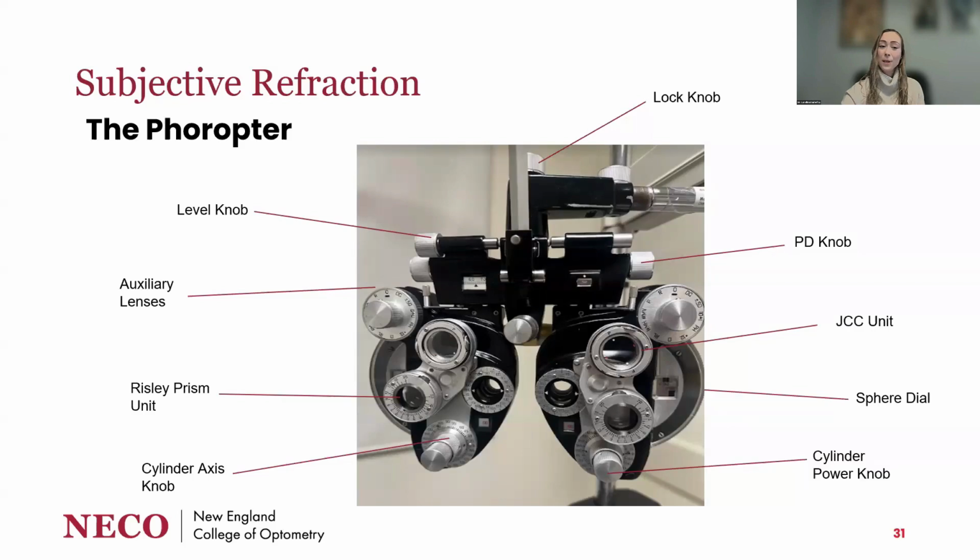We have a Risley prism unit for adding prism in front of our patients, as well as our JCC unit. You can see the sphere dial on the right there and also on the left that we can use our hand to shuffle up and down, in addition to our cylinder axis knob and our cylinder power knob.